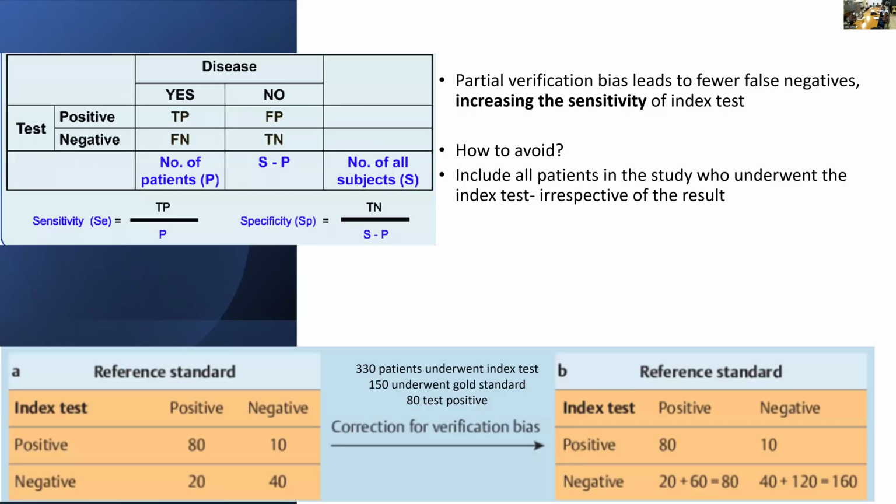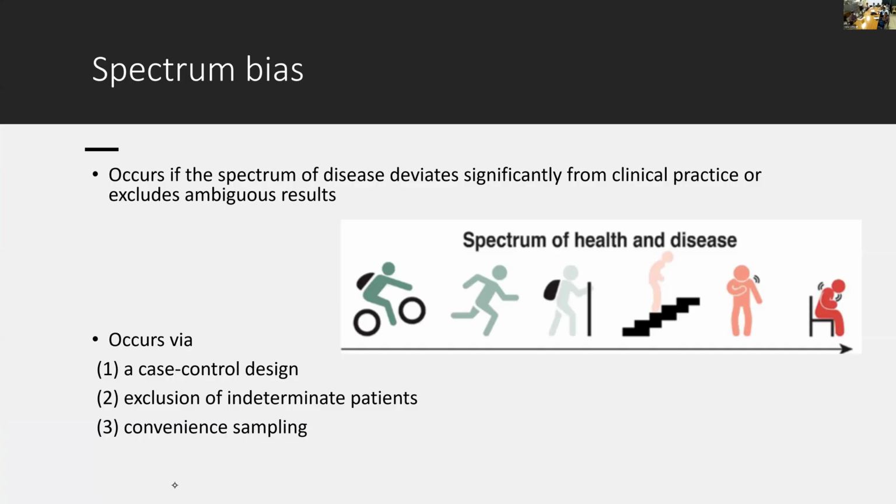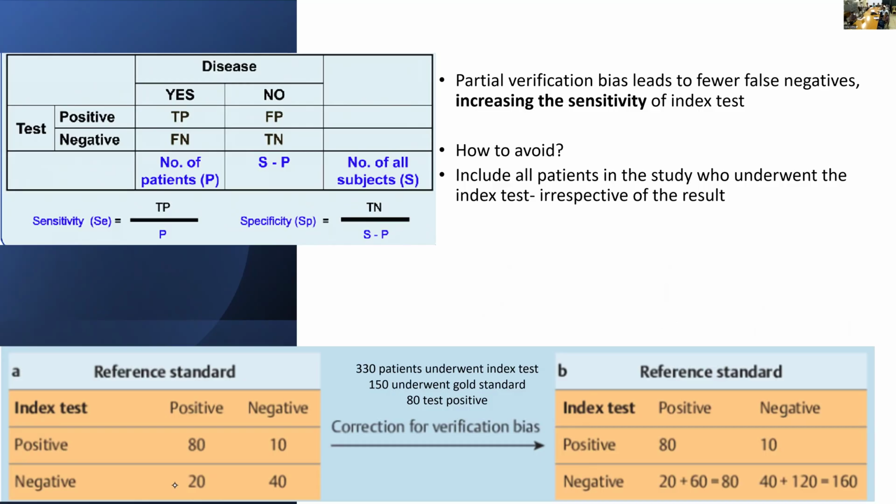So for example, if I had taken 330 patients who underwent a stool occult blood test, and out of it 150 of them had undergone a colonoscopy and were later confirmed to have malignancy or no malignancy. Out of the 150 patients who underwent the colonoscopy, 100 of them had malignancy, and 50 of them did not have malignancy.